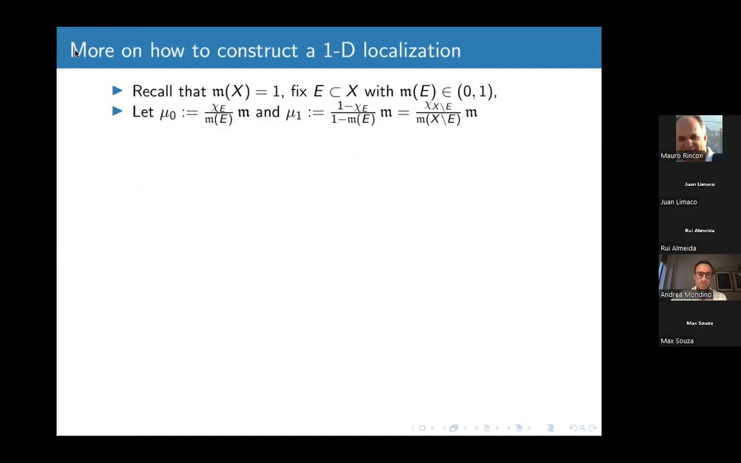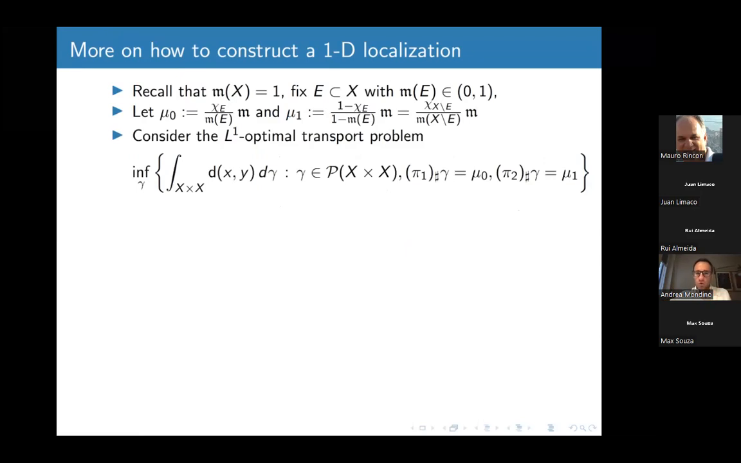Right. Yeah. Thanks for this question. It's something that I wanted to say, but I didn't have time, so thank you for asking it. Let me first tell you, quickly, what L1 transport and L2 transport are and what the differences are. So what we do with L1 optimal transport is that you consider the measure and you want to do optimal transport from the set E to its complement. Okay. What does it mean to do L1 optimal transport?